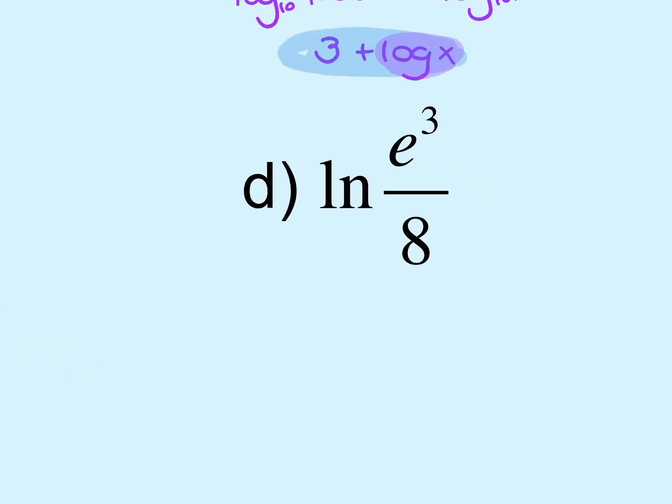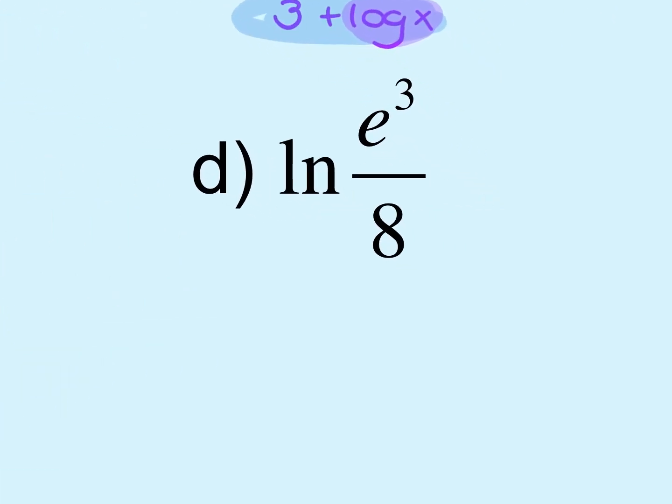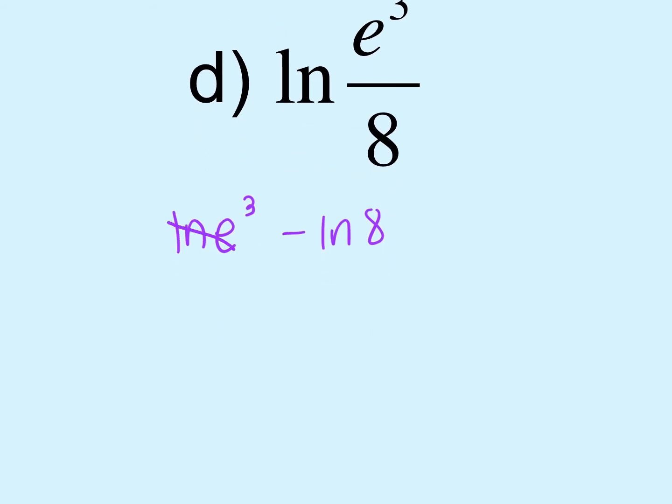All right, D. Ln of e to the third over 8. What's the first thing I could do? Subtraction. Ln of e to the third minus ln of 8. Now what? The ln of e. Good. And leaves you just the exponent. So it's 3 minus ln of 8.